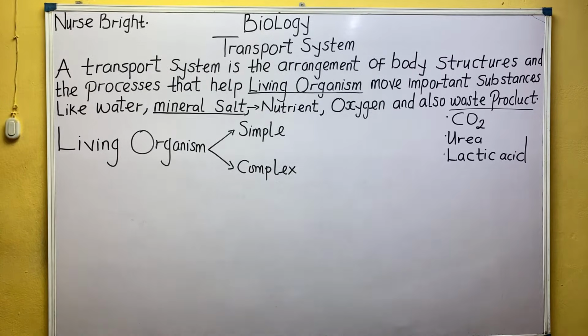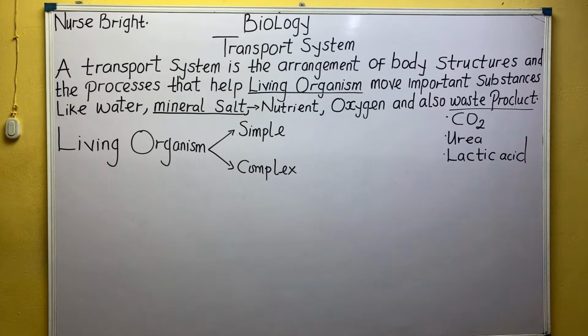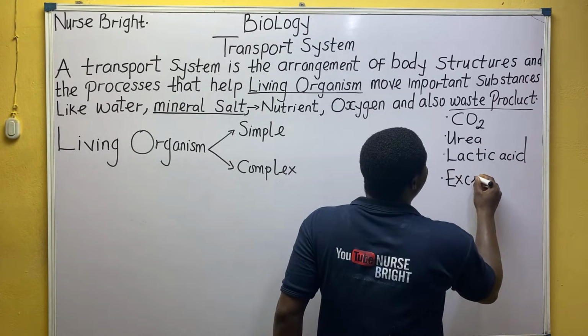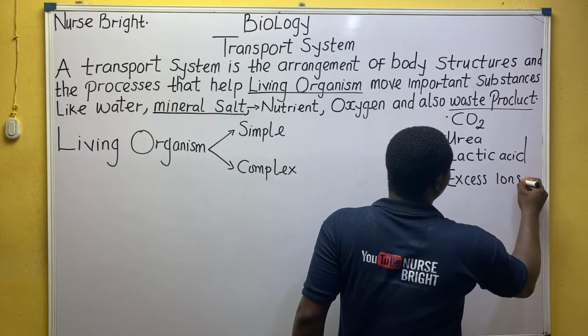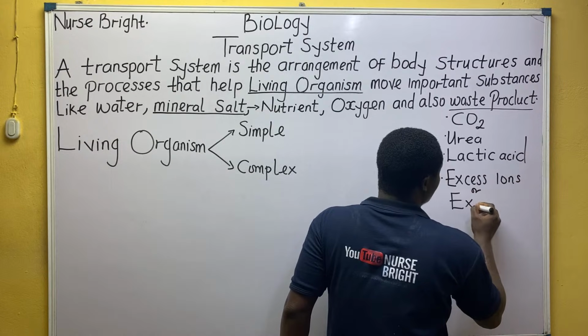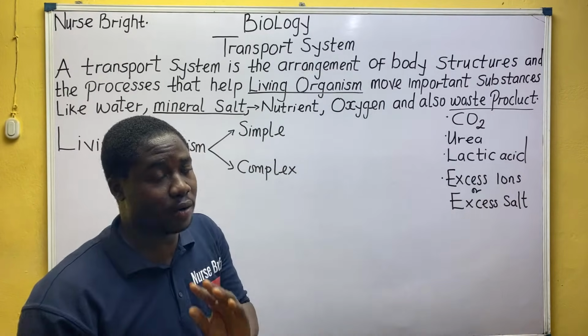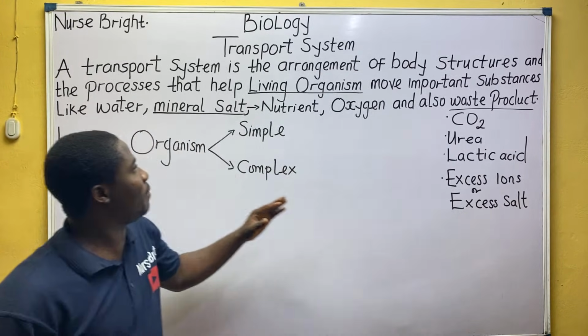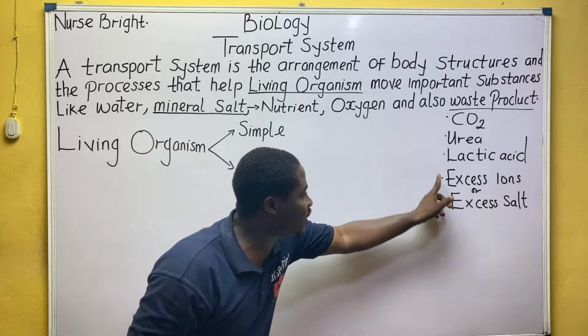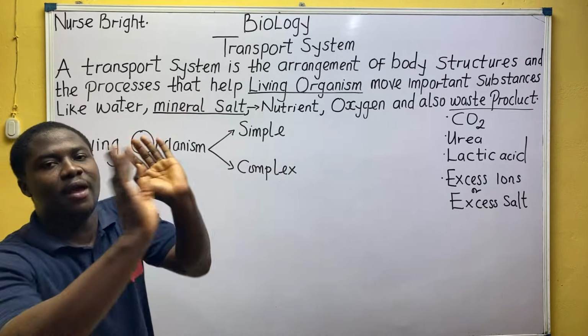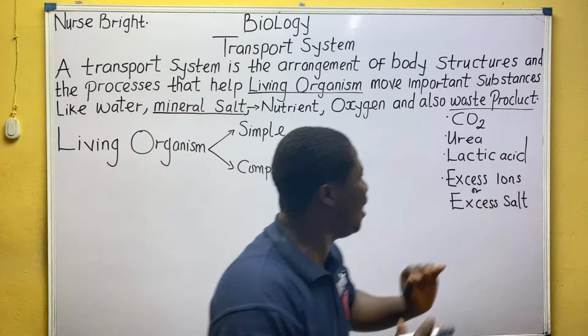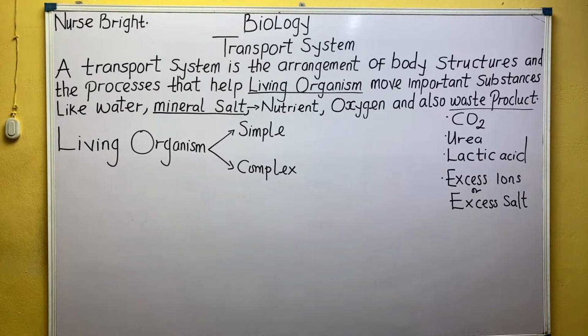You remember urea is present in our urine. Also excess ions. All these are waste products, excess ions, or we simply say excess salt. Excess salt in your body is no good and they are all harmful substances. I'm just being generalistic. Excess salt is different from mineral salt, which is found in the normal amount. So let us move further, guys.